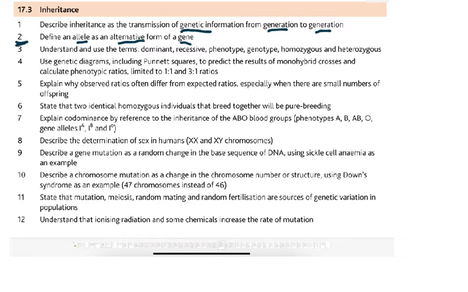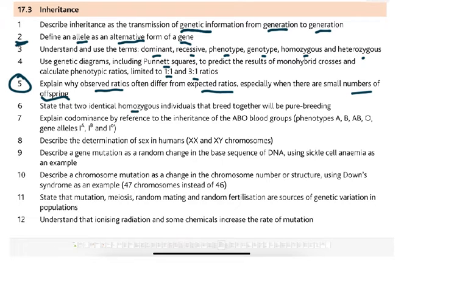Understand and use the terms dominant, recessive, phenotype, genotype, homozygous, heterozygous. Use genetic diagrams including Punnett squares to predict the results, 1:1 and 3:1. Explain why observed ratios differ from expected ratios when there are small numbers of offspring. This is a very important point, and I'm going to take quite a bit of your time to explain this to you all.